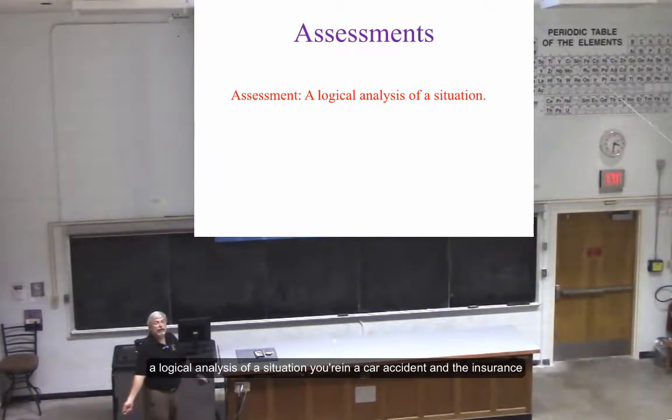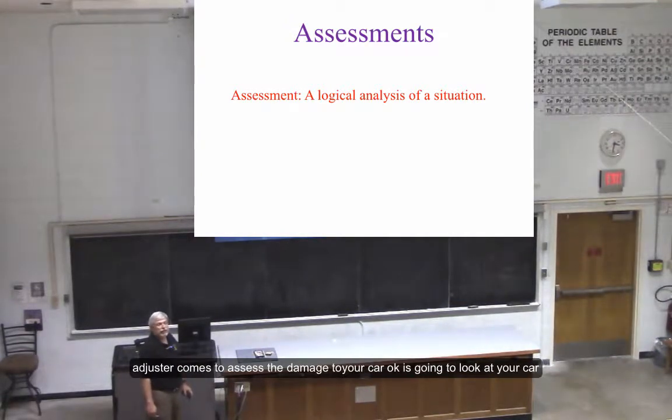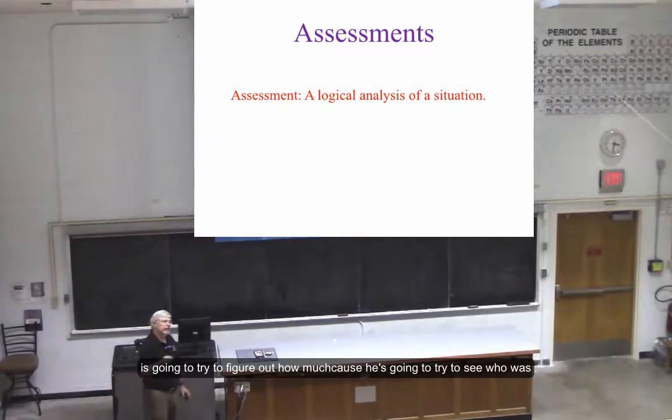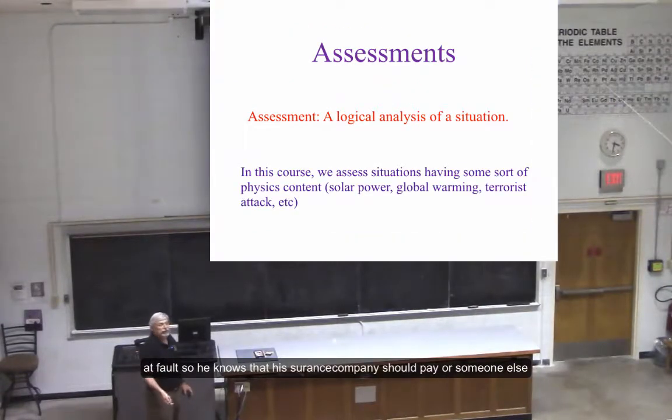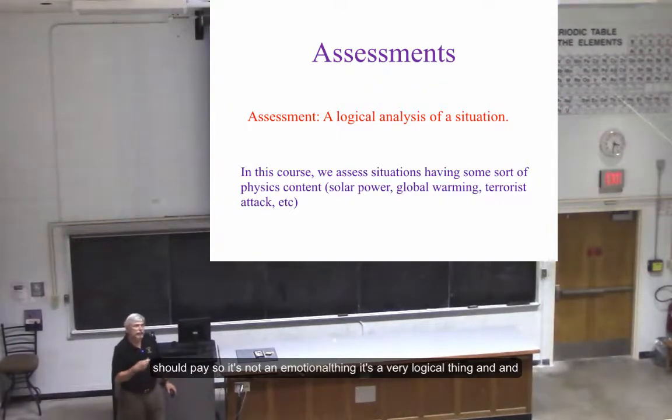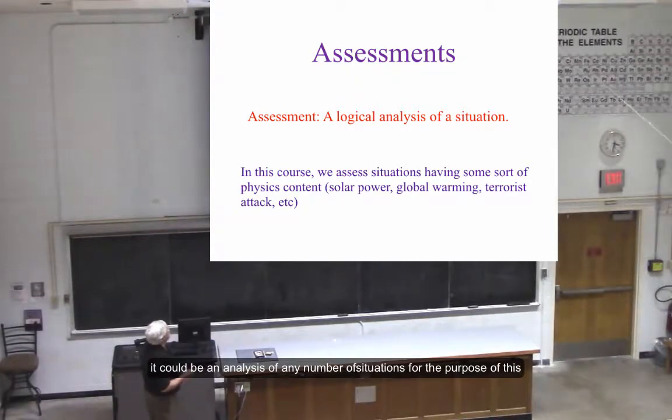You're in a car accident and the insurance adjuster comes to assess the damage to your car. He's going to look at your car, he's going to try to figure out how much it costs, he's going to try to see who is at fault so he knows if his insurance company should pay or someone else should pay. So it's not an emotional thing, it's a very logical thing, and it could be an analysis of any number of situations.